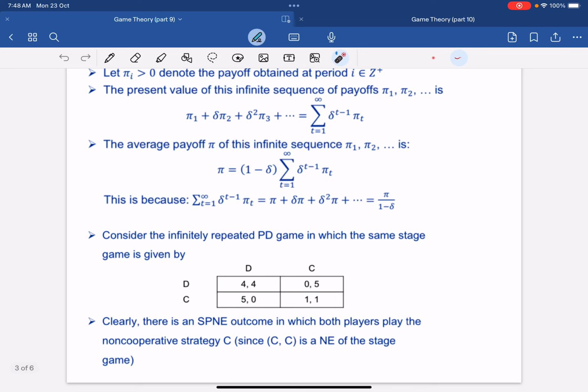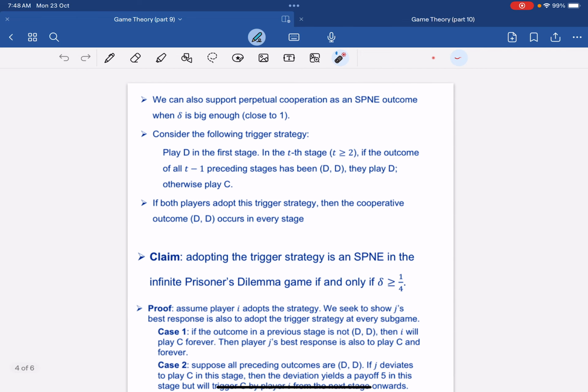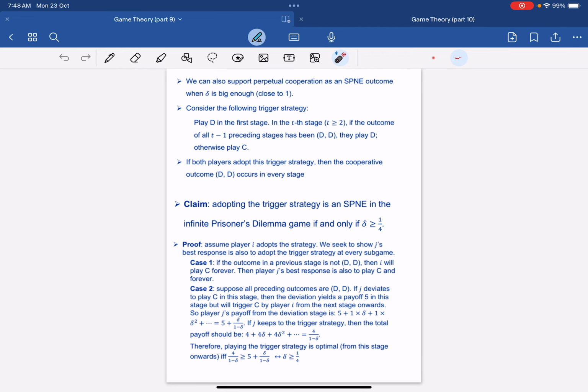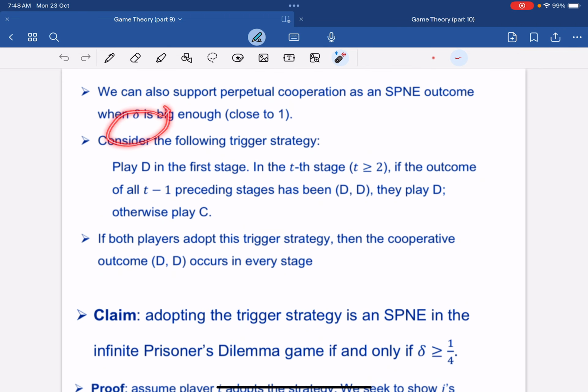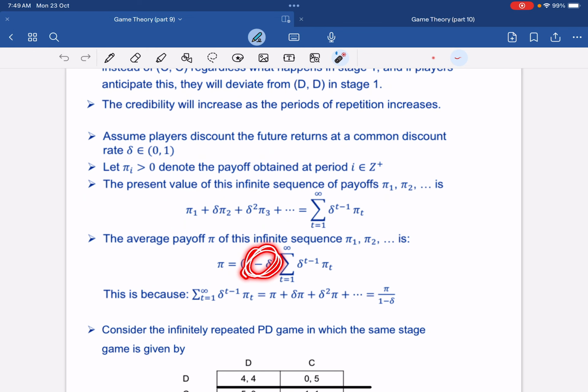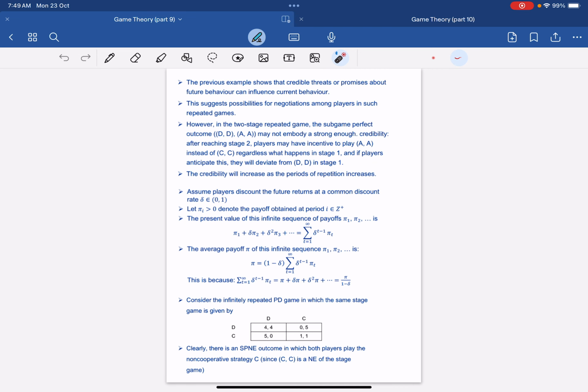And if we do consider the infinitely repeated prisoner's dilemma game, then there will be a SPNE in which both players play the non-cooperative strategy CC, because obviously CC is a Nash equilibrium. But there can also be a cooperative strategy if this delta is big enough or close to 1. Why? Let's say delta is close to 1. The understanding is that this now becomes very small. So the payoff is actually very little in this game.